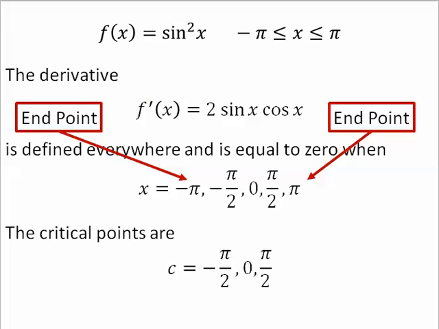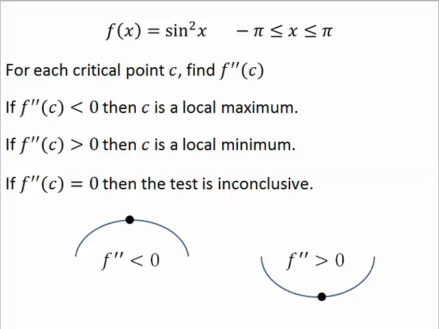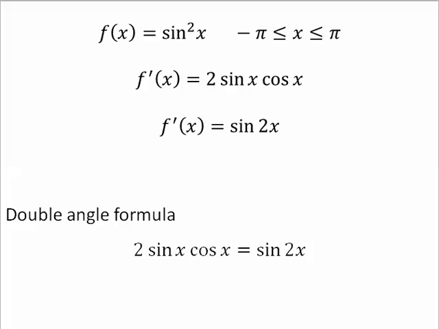All right, so far everything I've done is similar to the first derivative test, and I'm going to show you how you use the second derivative test. Recall that if f double prime is negative at a critical point, you have a local max. If f double prime is positive, you have a local min. And if f double prime is 0, then the test is inconclusive and you have to use the first derivative test. So I need to find the second derivative.